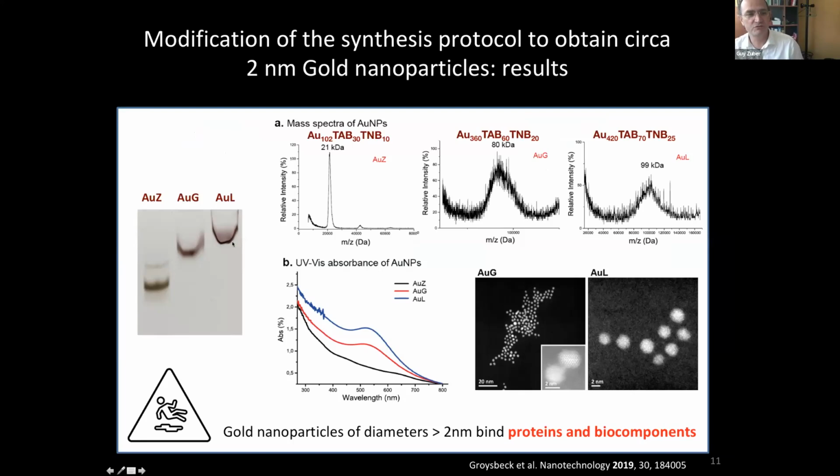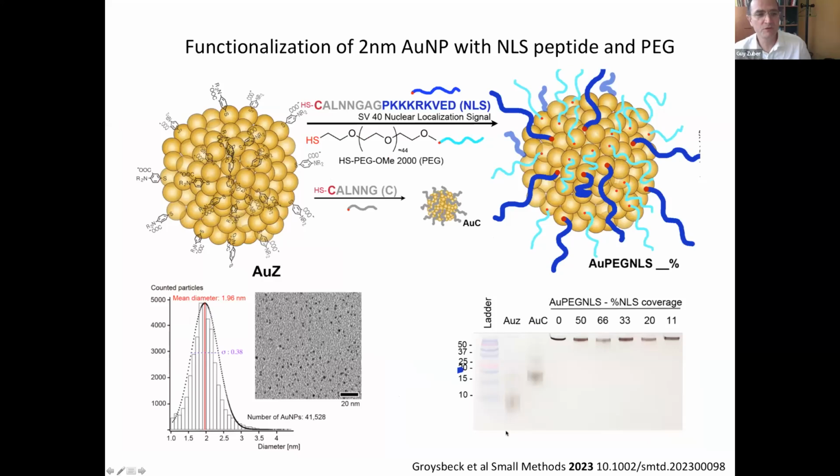And we wish to have particles that are a little bit above 2 nanometers. The main issue about those gold particles of diameters above 2 nanometers is that they start to bind proteins and biocomponents. So we just chose those 2 nanometer gold particles, and we did the same functionalization with NLS. And we also functionalized them with polyethylene glycol to diminish unspecific binding as well.